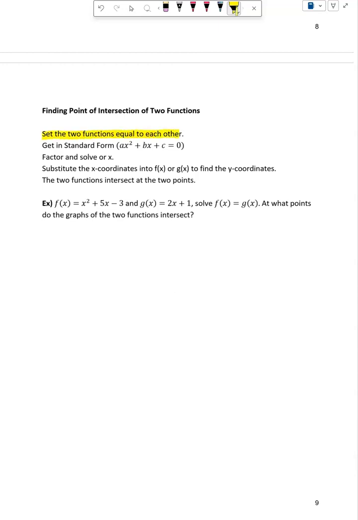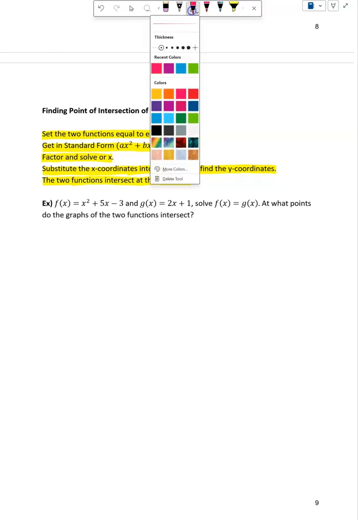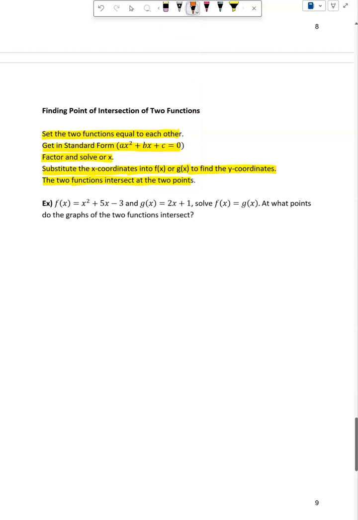Okay. So after you do that, you want to get it in standard form. So you want it to be ax squared plus bx plus c equals 0. After you get it in your standard form, then you're just going to factor and solve for x. Okay. You substitute the x coordinates into f of x or g of x, doesn't matter which one. Same thing, either way, to find the y coordinates. Okay, and then these are the points at which the two functions intersect. So let's do this real quick, and then I'll show you the cool way that you can check yourself on your calculator.